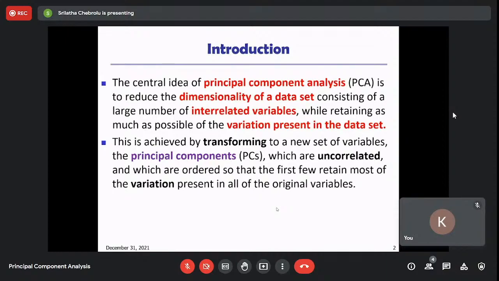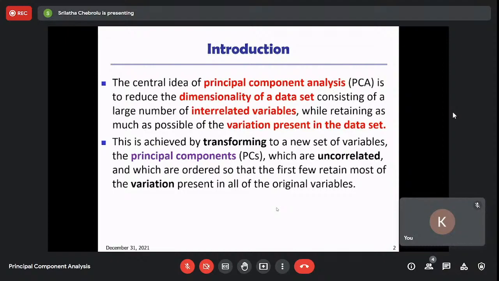Reduce the dimensionality in the sense that we will be finding a feature extraction kind of thing. This is a feature extraction algorithm. We will be finding new features. How we will be doing that, we will see.